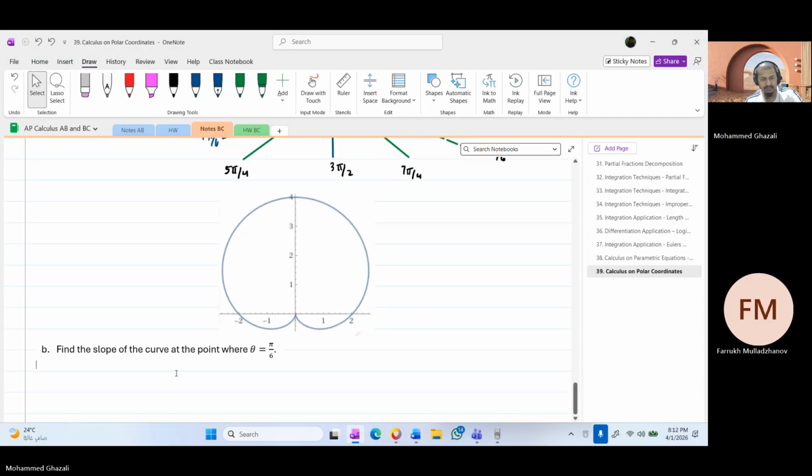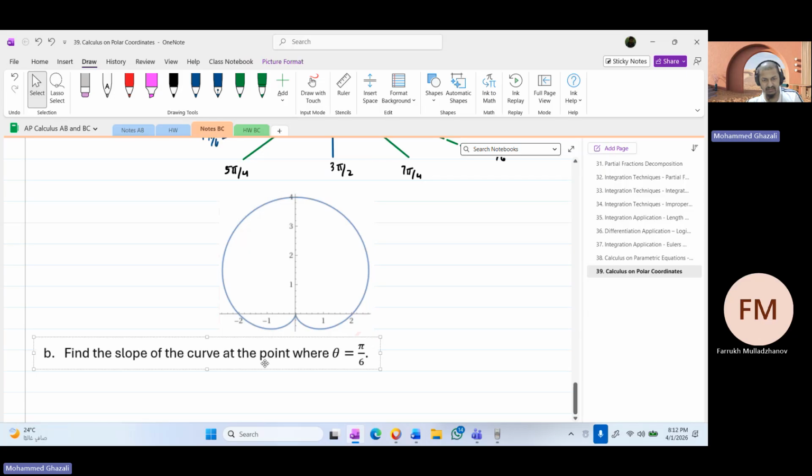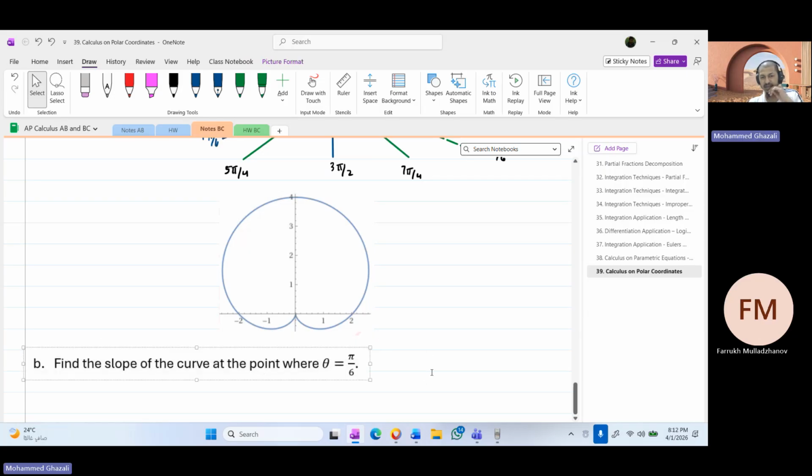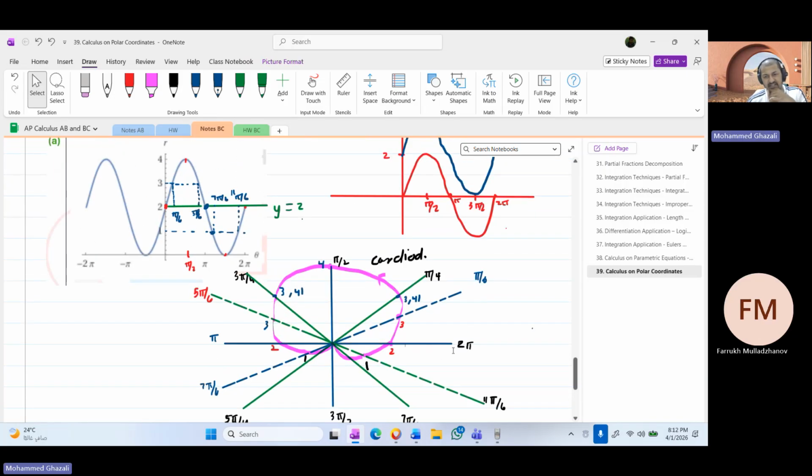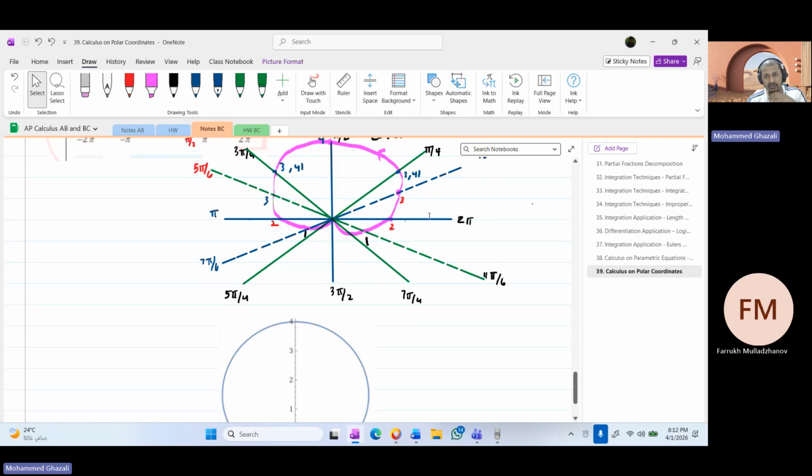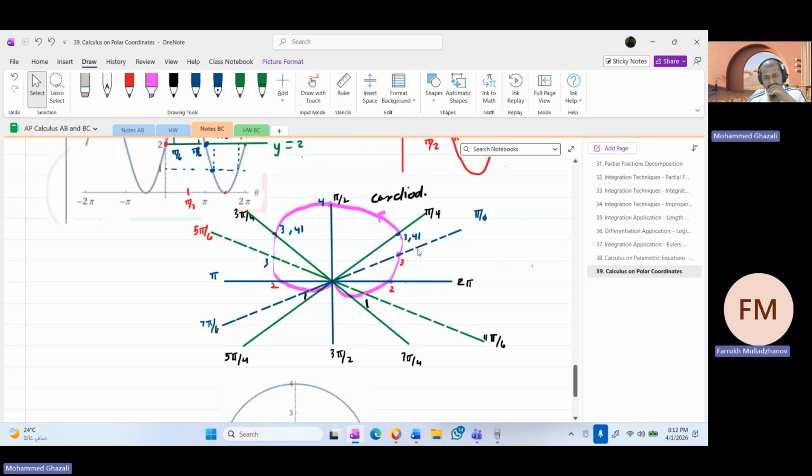Part B. Now, what was the curve? When theta equals pi by 6, where's pi by 6? Pi by 6 is here. Pi by 6 is 30 degrees, isn't it? Yeah, pi by 6 is right here.